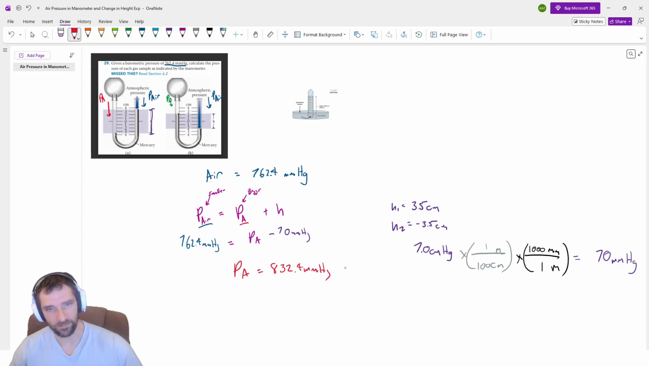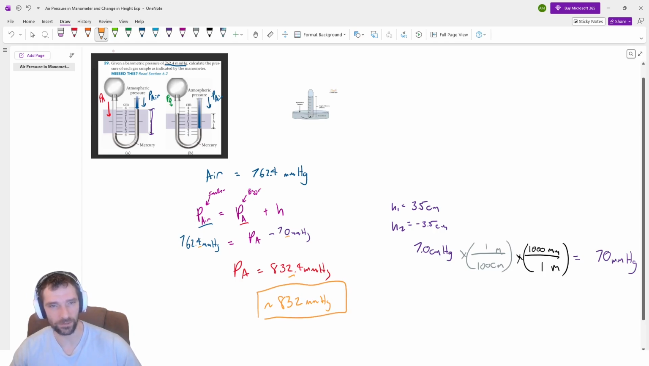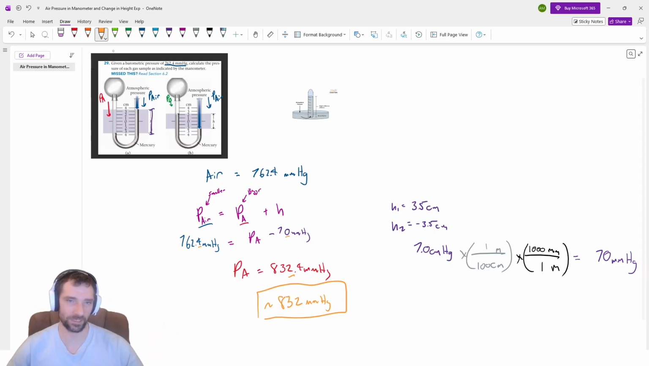If we're doing sig figs, though, you can see that the last significant place value here is in the ones place versus the tens place, so this does get rounded slightly to 832 millimeters of mercury for our answer for that pressure of the gas. So it is pushing down a bit more than the air is pushing down.